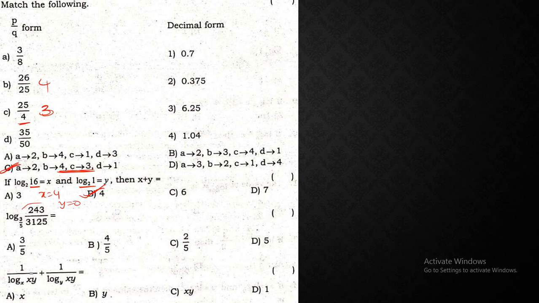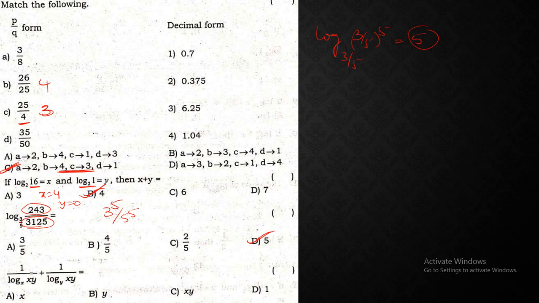Next, 243. So 243 means 3 power 5. 3125 means 5 power 5. Now from this what can I say? Log of 3 by 5 whole power 5 to the base 3 by 5. So using power rule, this becomes 5. So the answer is 5. Next, moving on to one more question.